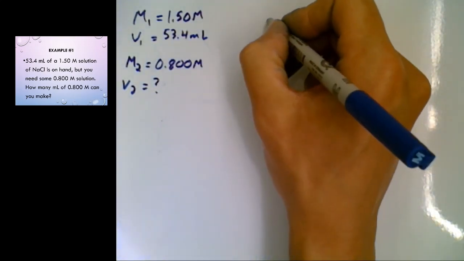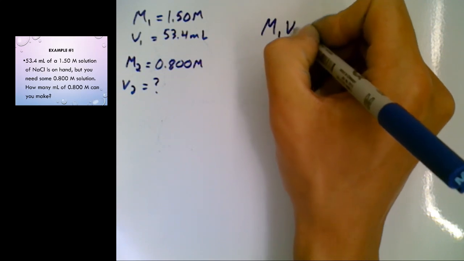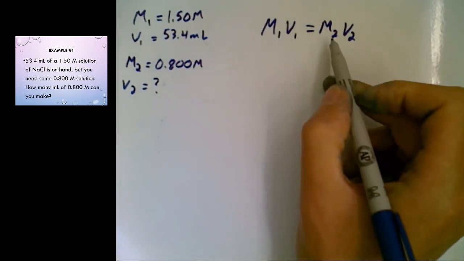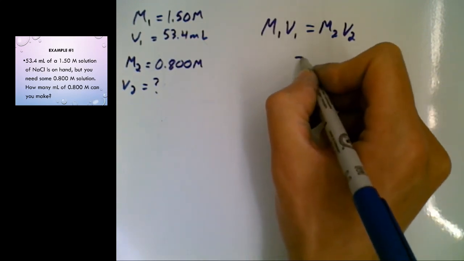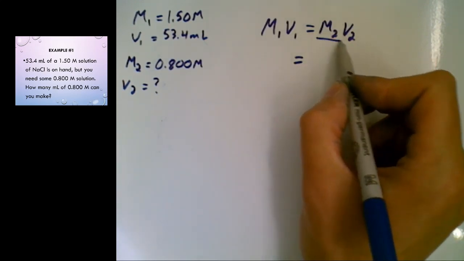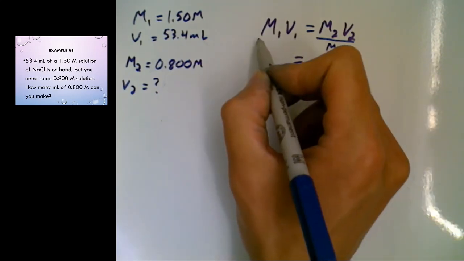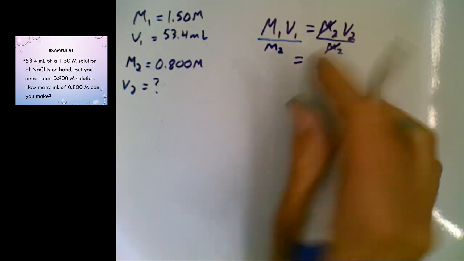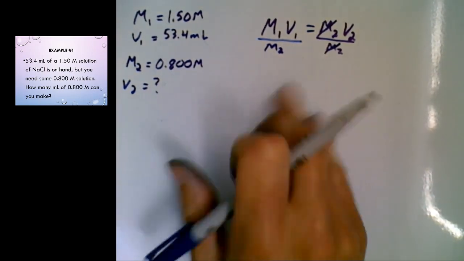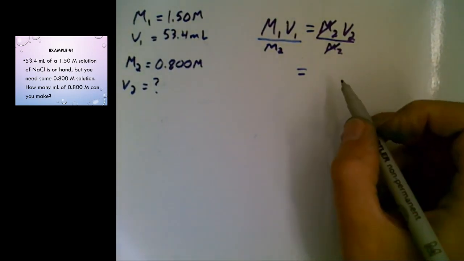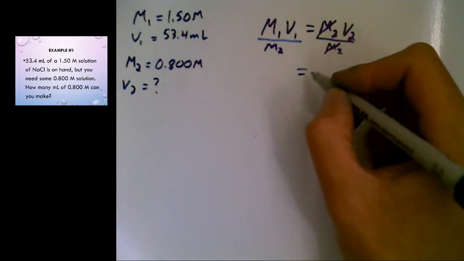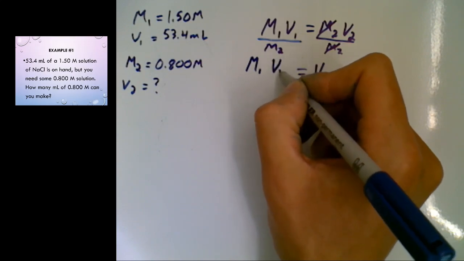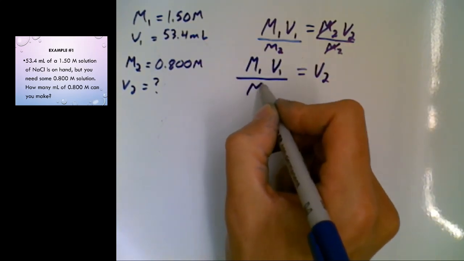So now that we know that, we can use our equation M1V1 equals M2V2. And when we rearrange this to solve for V2, what we're going to be doing is dividing by M2 on both sides. M2 is going to cancel. And I just need to move my equal sign. So what we're going to get is V2 is equal to M1V1 divided by M2.